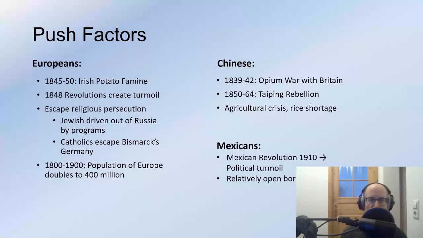Yeah. And then another push factor is that Europe was just populating. The population of Europe doubled in the century, and people were looking for an escape hatch.